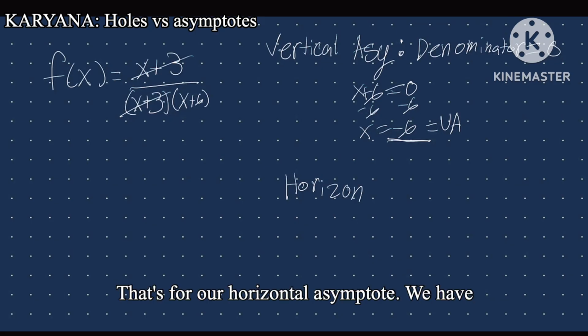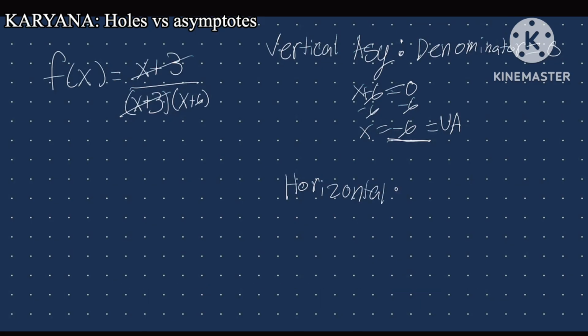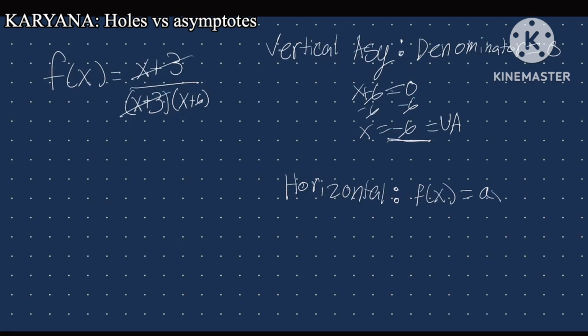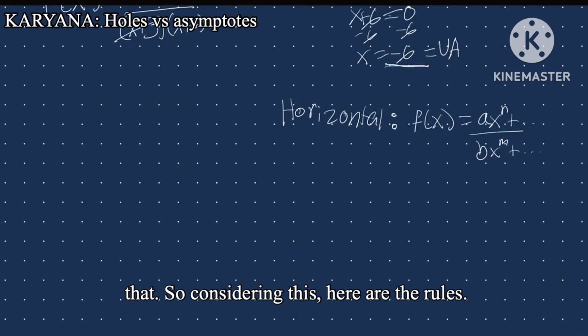Right, next for our horizontal asymptote, we're going to have 3 rules. Usually for horizontal asymptotes, we use something called big fractions, which could be generalized as f(x) equals ax to the n plus dot dot dot over bx to the m plus dot dot dot. Okay, so considering this, here are the rules.